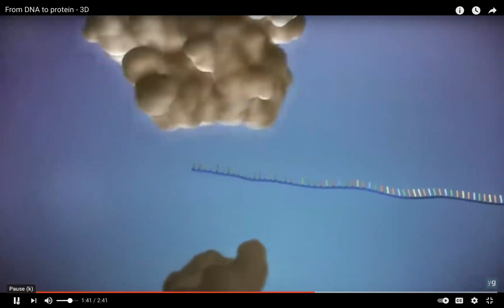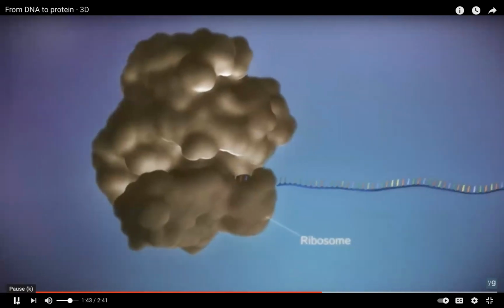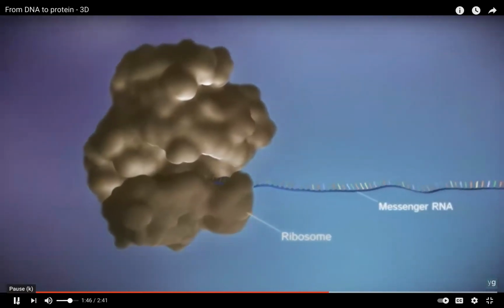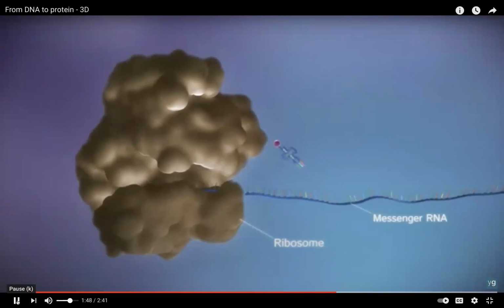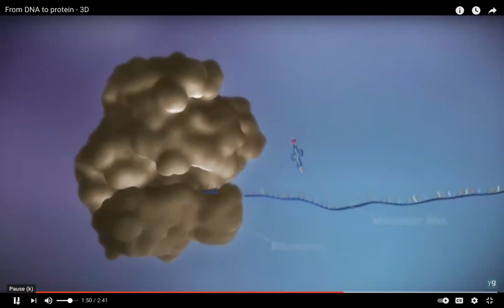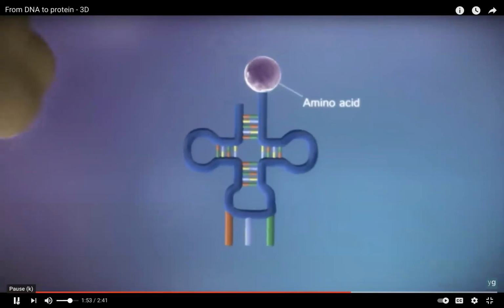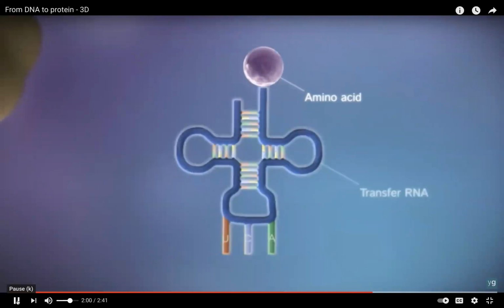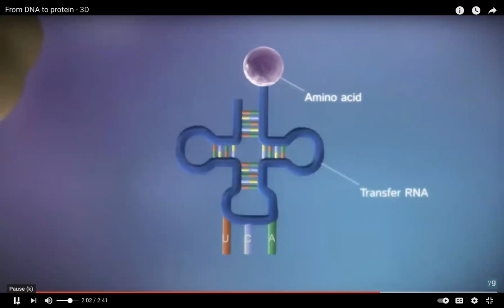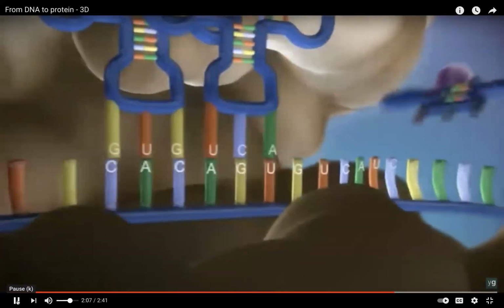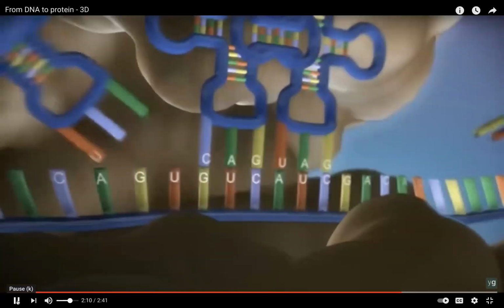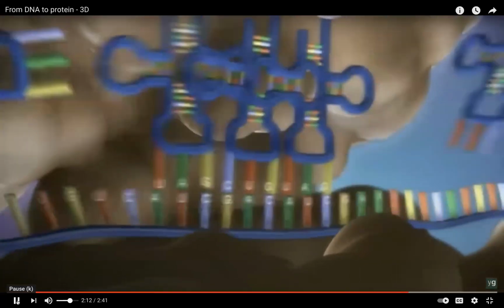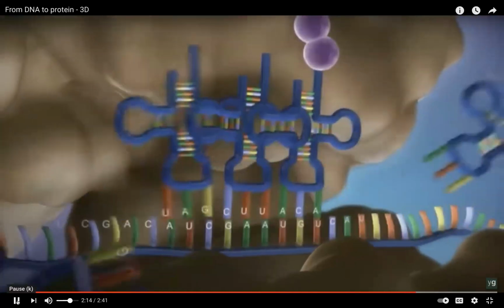Protein factories in the cytoplasm, called ribosomes, bind to the messenger RNA. The ribosome reads the code in the messenger RNA to produce a chain made up of amino acids. There are 20 different types of amino acid. Transfer RNA molecules carry the amino acids to the ribosome. The messenger RNA is read 3 bases at a time. As each triplet is read, a transfer RNA delivers the corresponding amino acid.